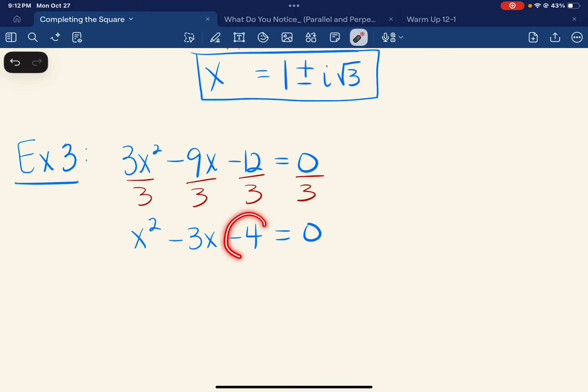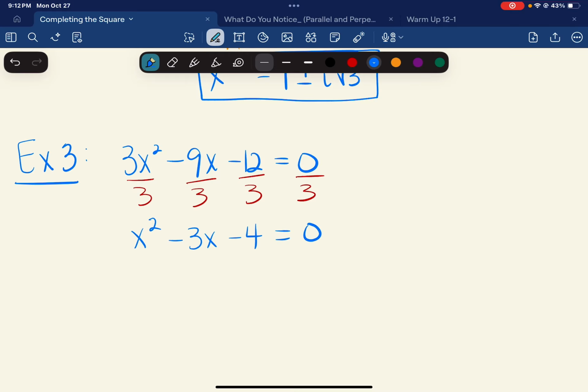And then we'll move our constant to the other side by using its inverse operation. We'll add 4 to both sides. That gives us x squared minus 3x equals a positive 4. And now let's complete the square. Our b value is a negative 3. Divide that by 2, and then square it.